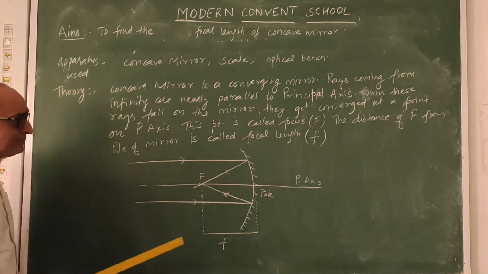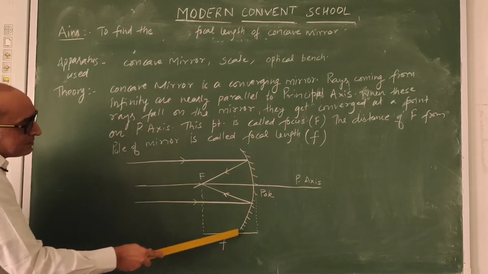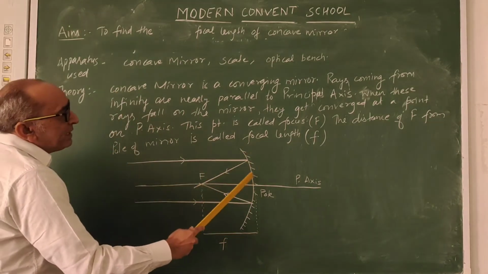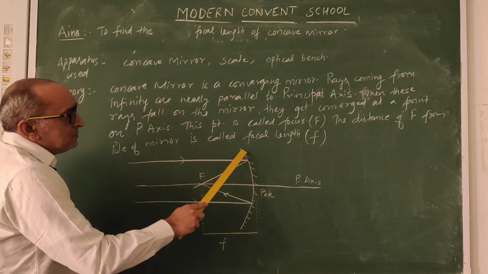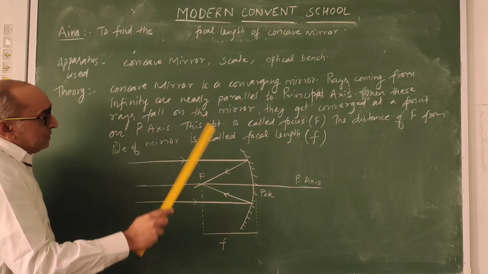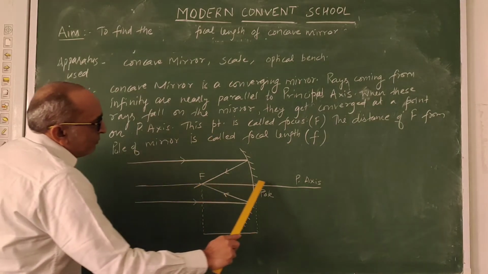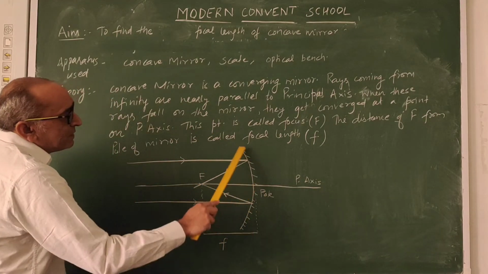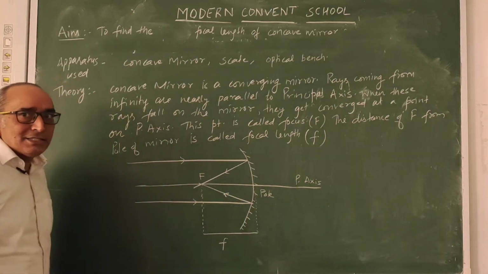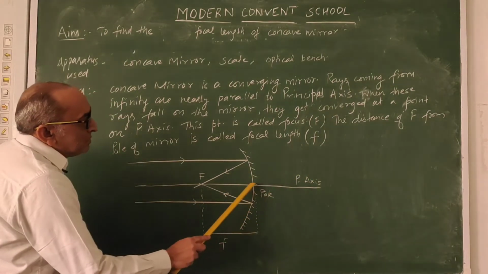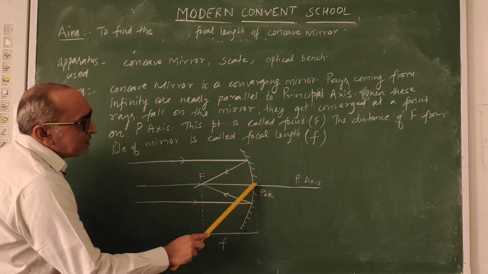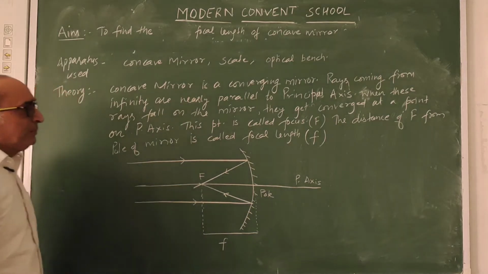See this diagram. This is the outline of a concave mirror. It is painted from the back. The shading line shows the painted back. This line which is passing through the middle of this mirror is called the principal axis. This point where the principal axis meets the mirror is called the pole.